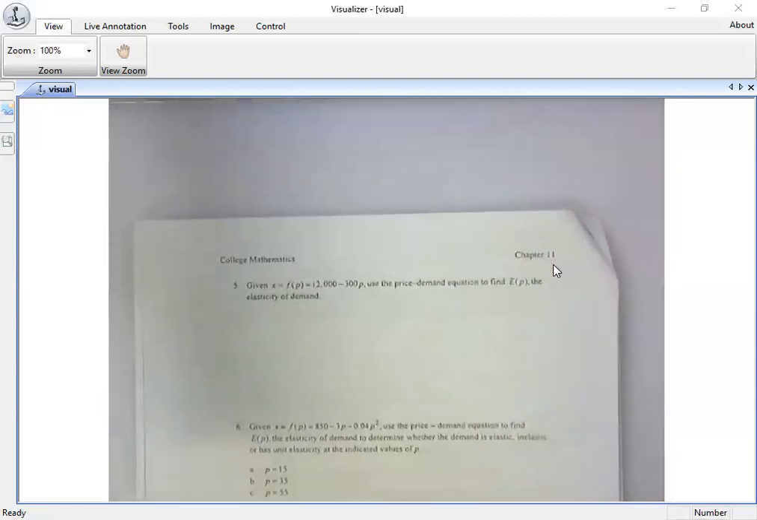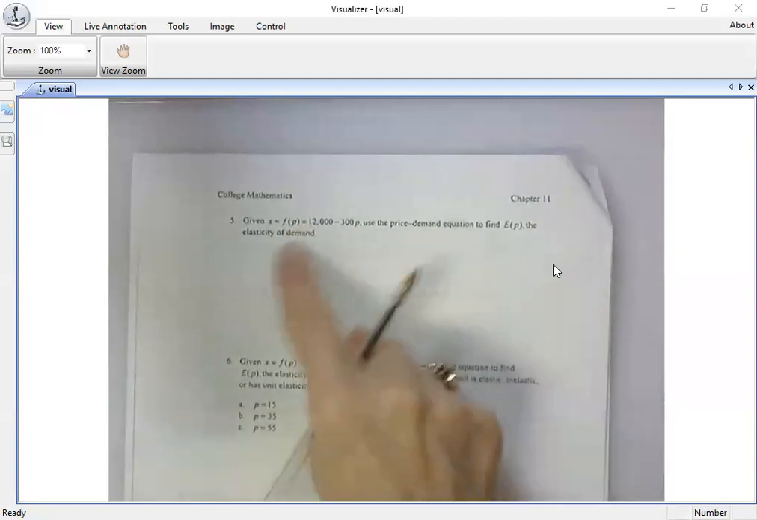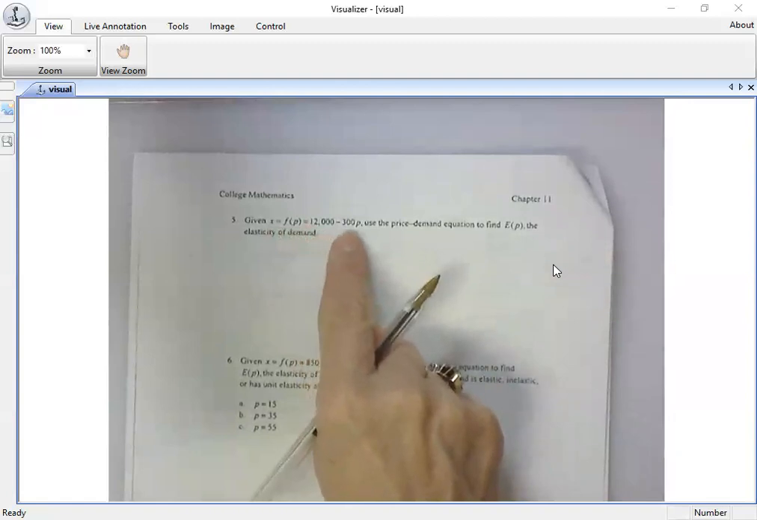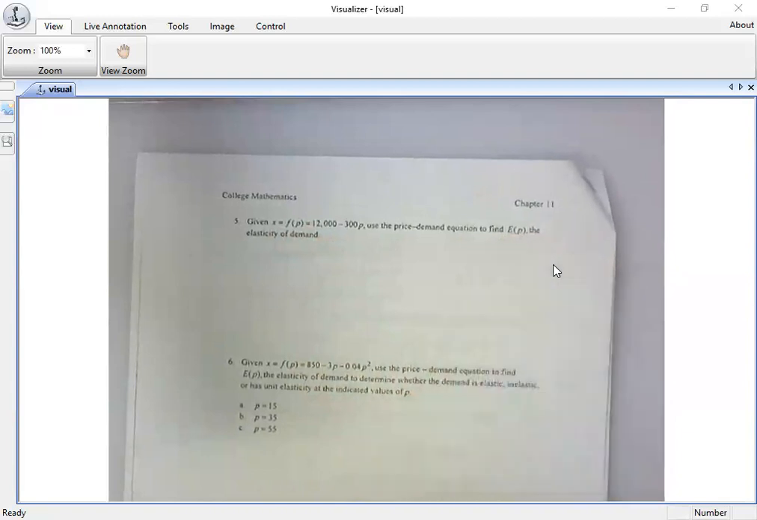Okay. Now, if you look at this, they've given us a function, and it is a price demand function. So we've got x equals f of p equals 12,000 minus 300 times p. And we want to find this elasticity of demand equation, E of p. Okay? Now, I want to explain a couple of things before we go any further with this. You know how we just looked in 11.4 when we did the chain rule and we had that last question that involved the cost of the cameras? And did you notice out to the side that x was between 0 and 30?